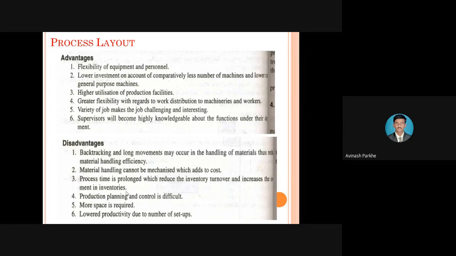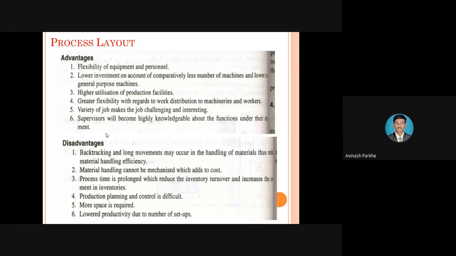And if your space increases, proper production planning does not take place, backtracking takes place, long movements are traveled by the operator, and long movements are traveled by the material handling, so your productivity goes on decreasing. So at the end, all these disadvantages affect the productivity. Each and every layout has some advantages and some disadvantages, so as per the requirement of the product, we have to design that particular layout.